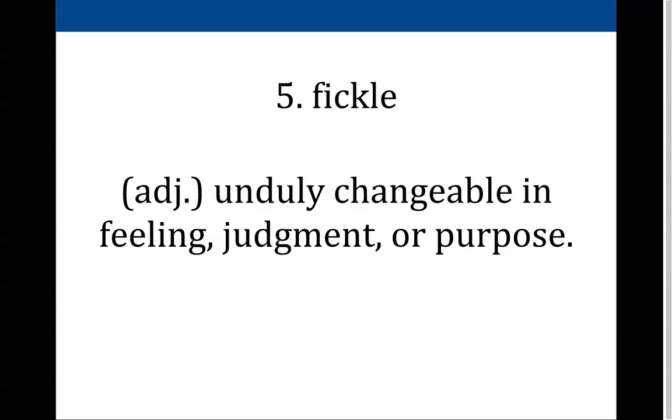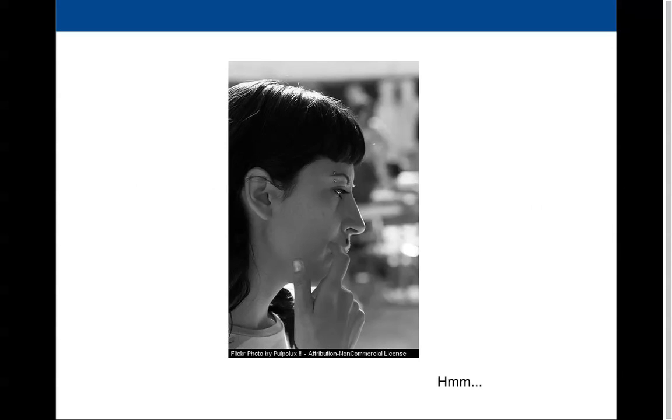Fickle is an adjective, and it means unduly changeable in feeling, judgment, or purpose. And unduly changeable is a little confusing. Someone who's fickle either can't make up their mind, or they might make it up, but then they change their mind very quickly. There's actually a book called Little Miss Fickle, and in the book, this little character has a really hard time making even the simplest decisions, which makes everyone around her kind of go crazy because she keeps going back and forth because she's very fickle.